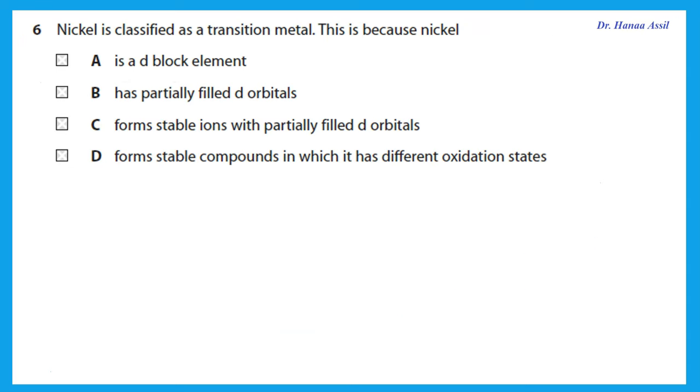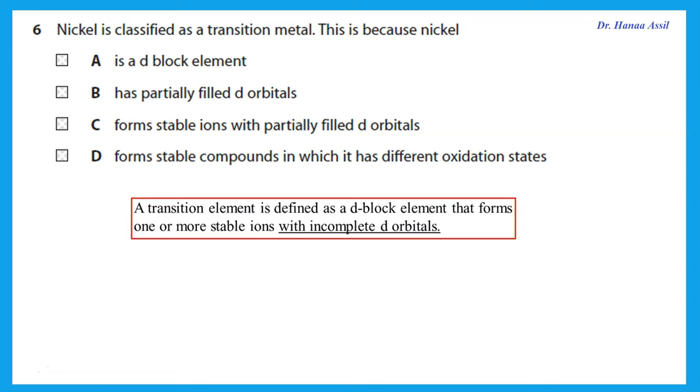Then this question says nickel is classified as a transition metal. This is because what? What was the definition of a transition metal? We said a transition metal or a transition element is one that is in the d block and one or more of its ions has incomplete d orbitals.